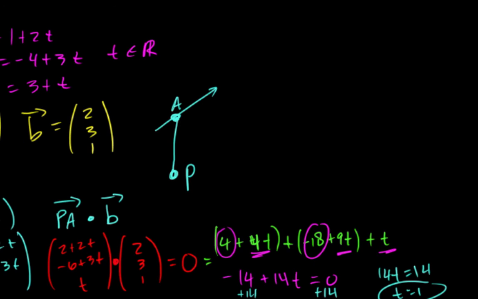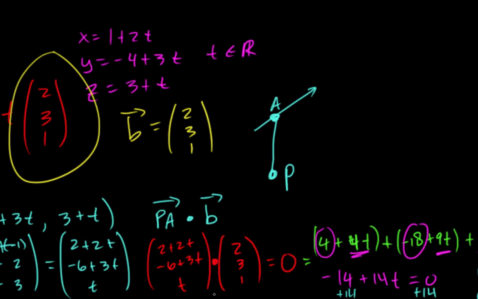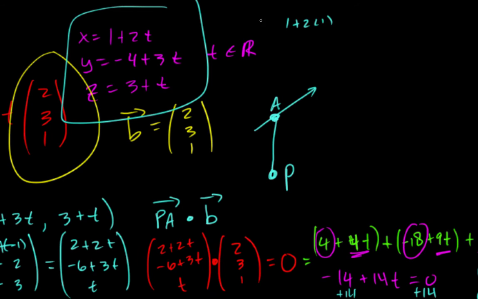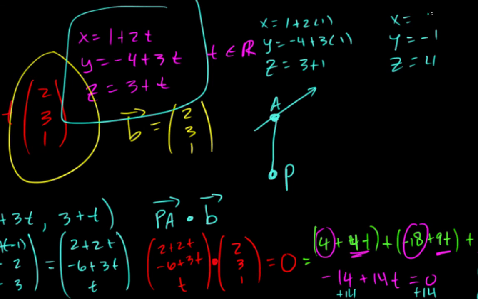And if we substitute the t equals 1 into the original parametric equations, that's going to tell us our point. So t equals 1, so it's going to be 1 plus 2 times 1 for our x value. Our y value is negative 4 plus 3 times 1, and our z value is 3 plus 1. So z equals 4, this is 3 minus 1, and so y is equal to negative 1, and then 2 plus 1, x is equal to 3, and so that point right here, point A, is going to be 3, negative 1, 4.